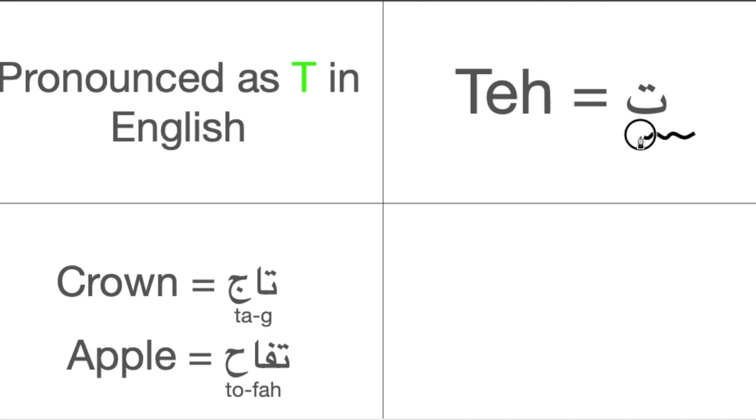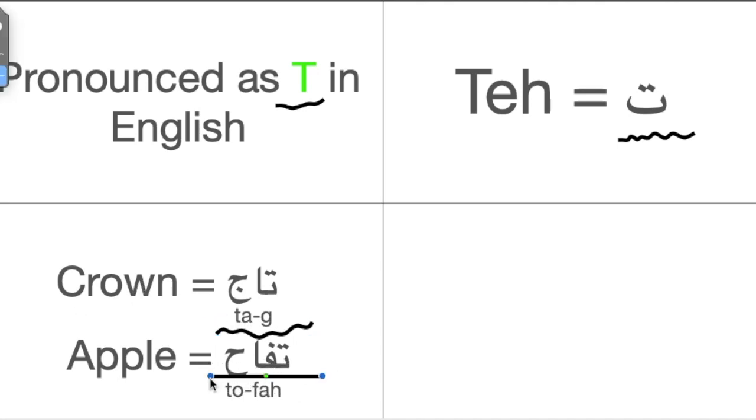T. Pronounce it as T in English. The two words we have here are Taj, which means crown, T, Alif, Jim, and Tuffah.